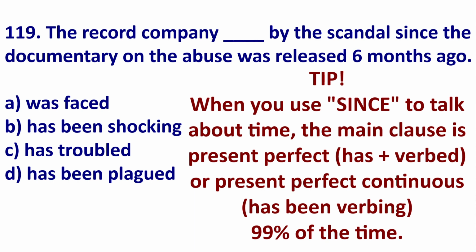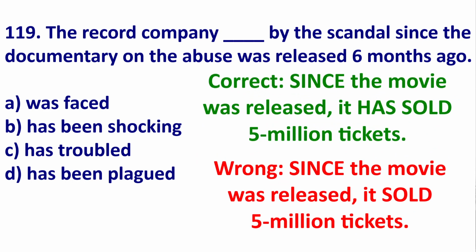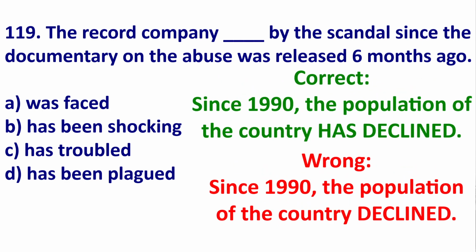Well, when you use since to talk about time, the main clause is present perfect or present perfect continuous 99% of the time. An example, since the movie was released, it has sold 5 million tickets. It is usually wrong to say, since the movie was released, it sold 5 million tickets. Because when you are using since, the main clause is saying from the past until now. Another example, since 1990, the population of the country has declined.